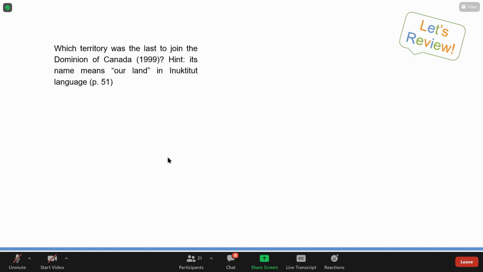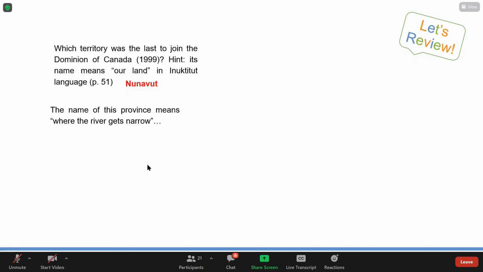So the question number one, which territory was the last to join the Dominion of Canada in 1999? The year is here as a hint for you. They give you more hints in this question. Its name means our land in the Inuit language. You can refer to page number 51. What was the last territory to join? Nunavut. Yes, that's correct.